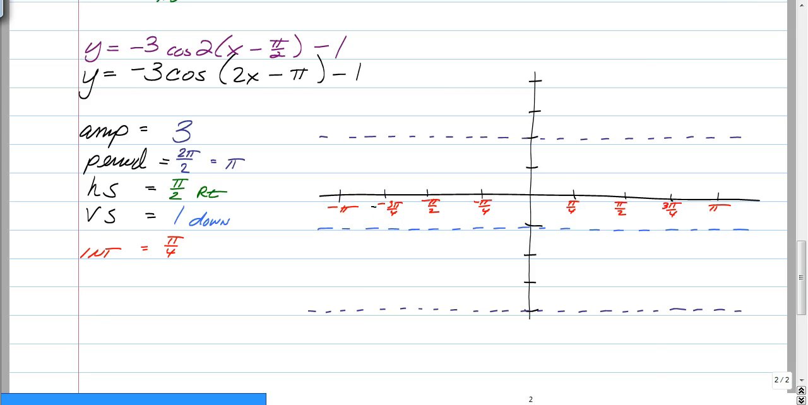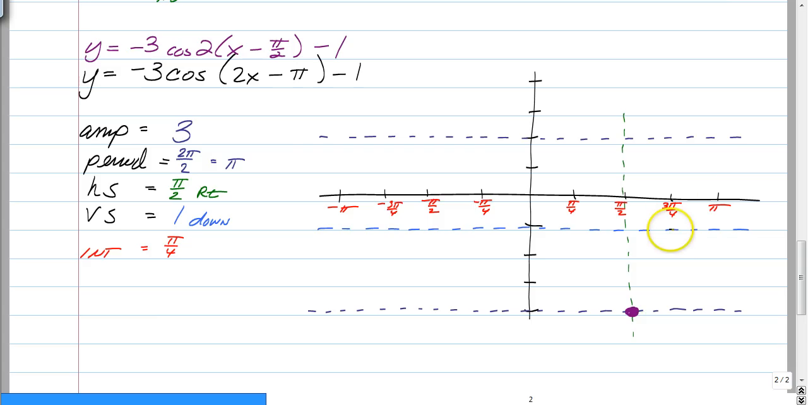So the last thing you have to do is just start swooping. So where do you swoop? Well, first, you have to do your pi over 2 to the right. And since this is a negative cosine, you are going to start at the bottom. And now you're ready to rock.